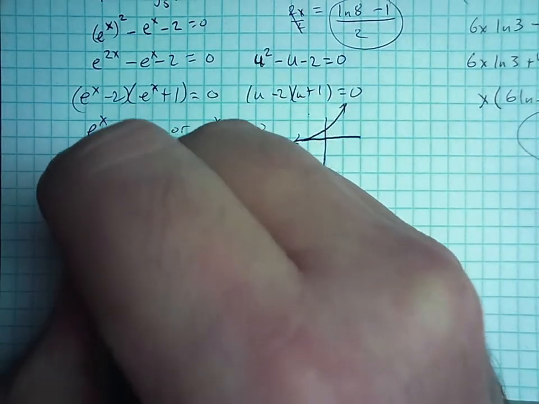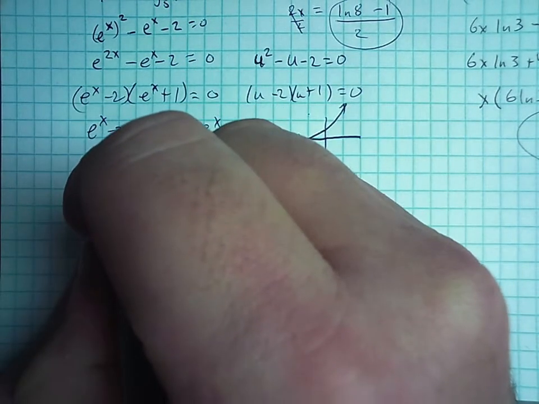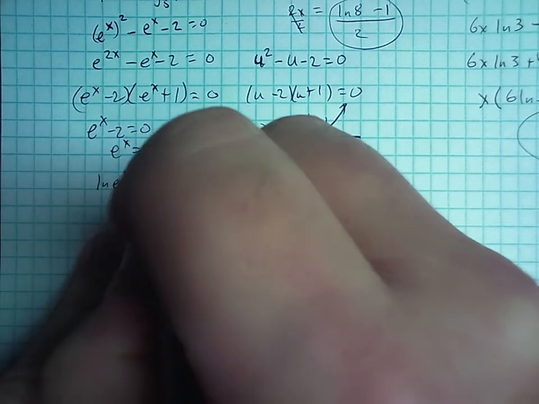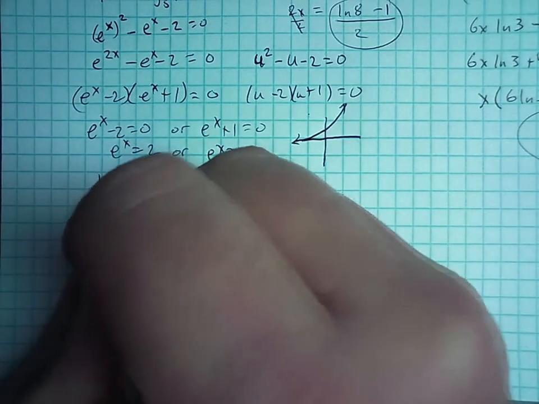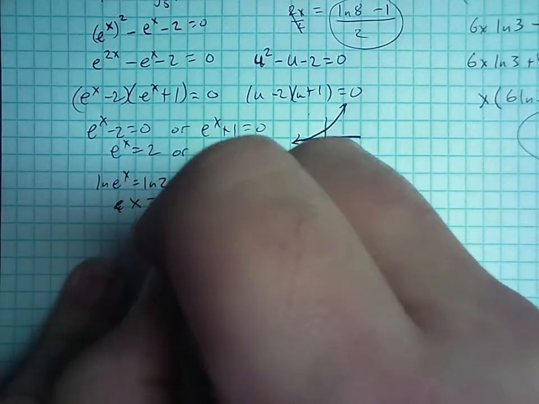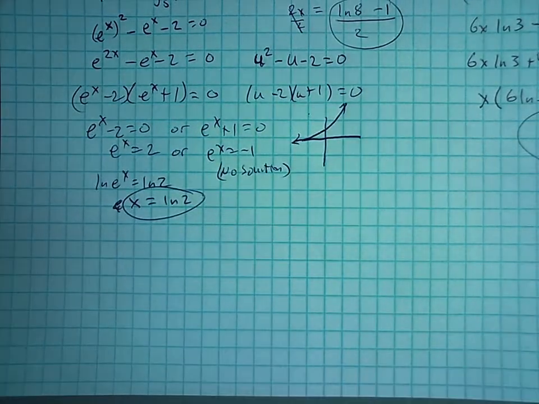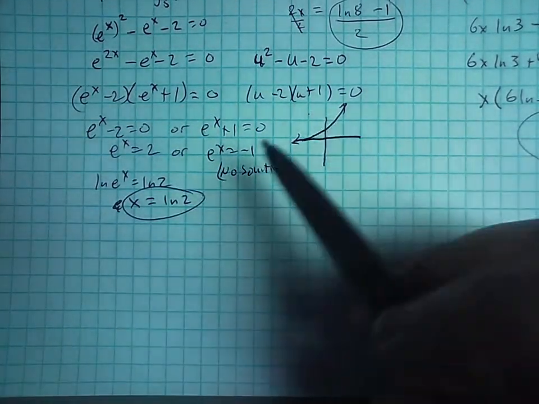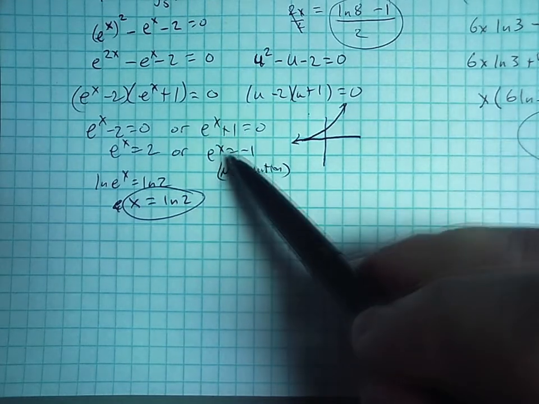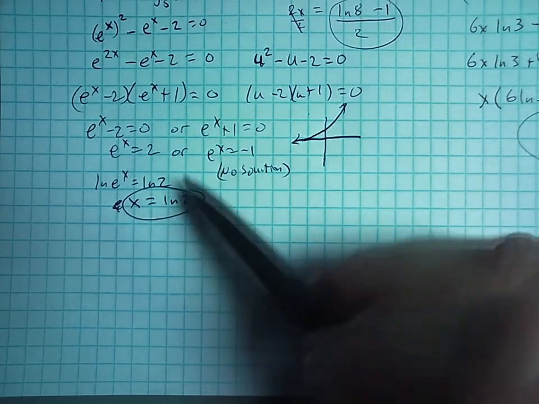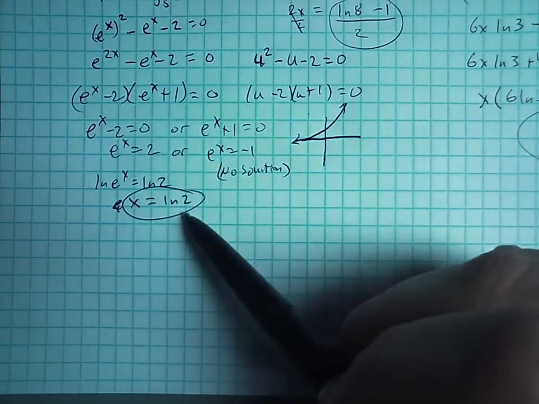But e to the x could be 2, and to solve that one we use ln on both sides. So that cancels, x equals ln of 2, and that's our solution. So there's no solution to this line of reasoning here, but there is a solution to the equation at large. It's ln of 2.